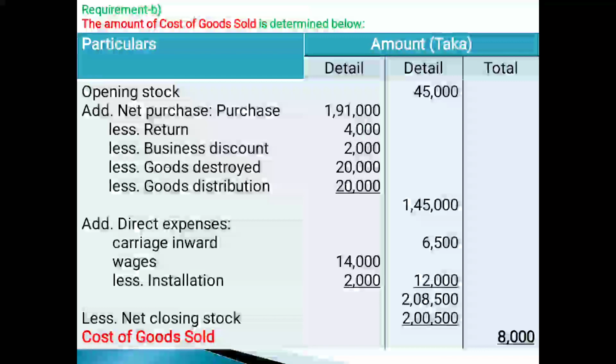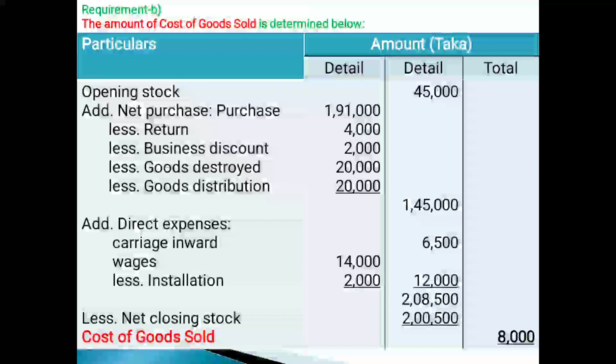Third head is direct expenses. Two items are available for direct expenses in this creative question. First one is carriage inward, taka 6,500, written in the middle column. Next one is wages, taka 14,000 from the trial balance, but the adjustment says installation of machinery is included in wages, so this installation money is to be deducted from the amount of wages. So 14,000 minus 2,000, that is taka 12,000, is written in the middle column.